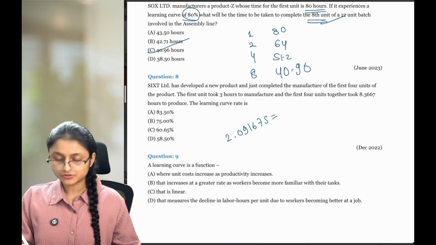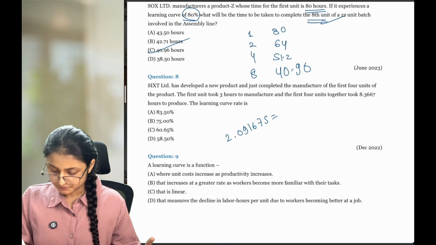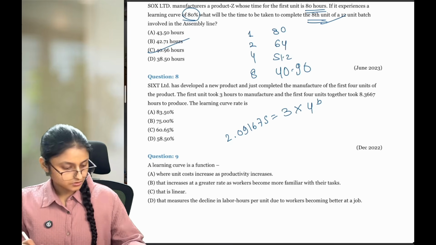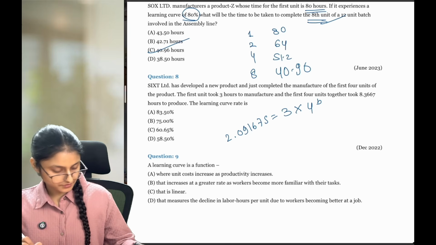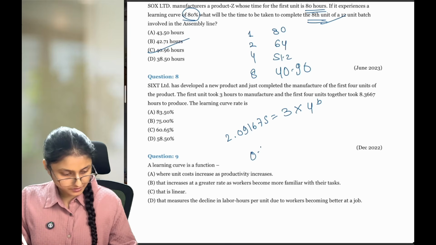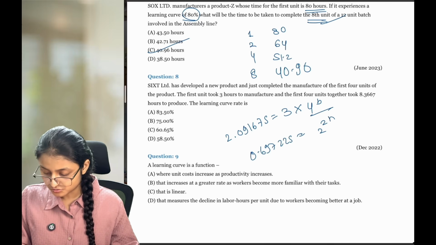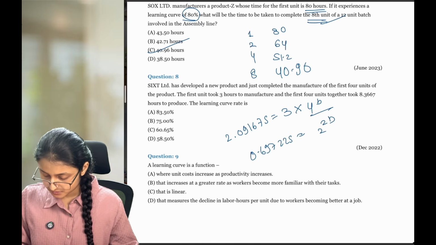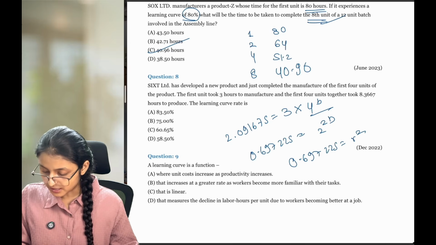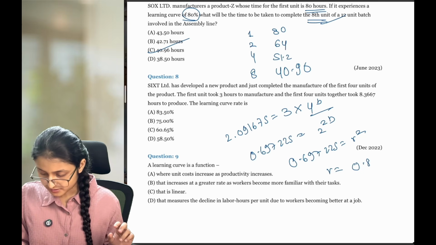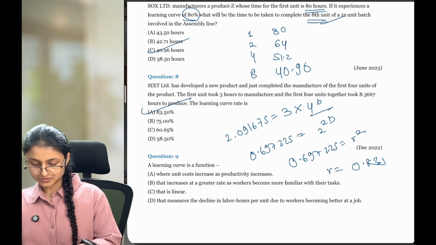So average time per unit is 2.091675. This is the average time per unit for 4 units, which is y is equal to a, your 3 hours, multiplied by x, 4 units, to the power b. So 2.091675 divided by 3 will give you 0.697225, and this 4 to the power b can be written as 2 to the power 2b, and 0.697225 is equal to 2 to the power b, the whole squared, that is r squared. If I take the square root of this, we are getting 0.835. 83.35% is the correct answer.